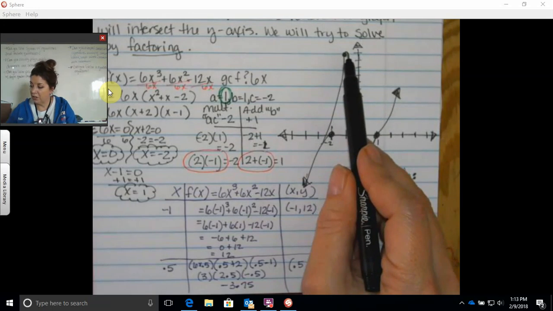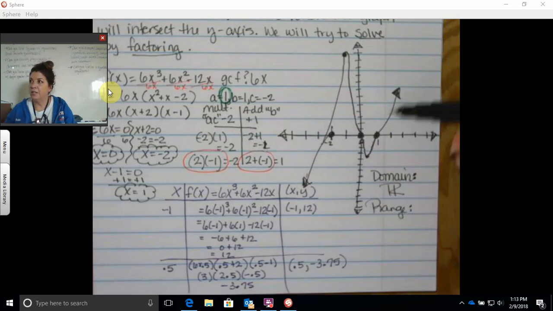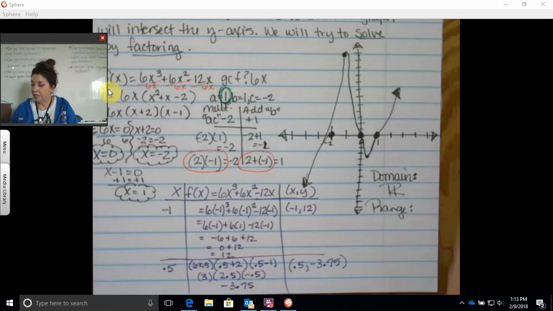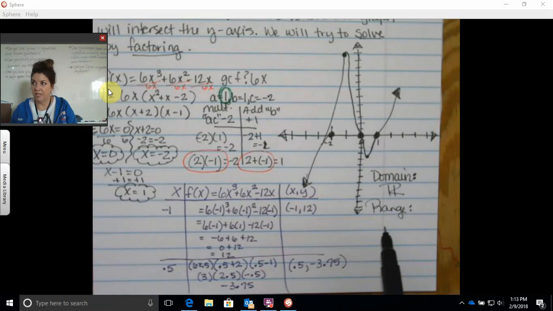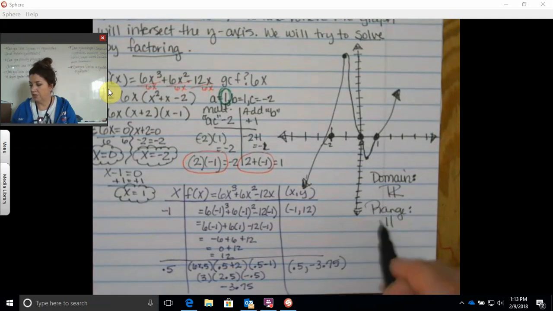Arrow. But that arrow, exactly. So am I going to be able to go to positive infinity on my y-axis? Am I going to be able to go to negative infinity on my y-axis? So does my range have any restrictions on it? No. Nope, it is also all real numbers.